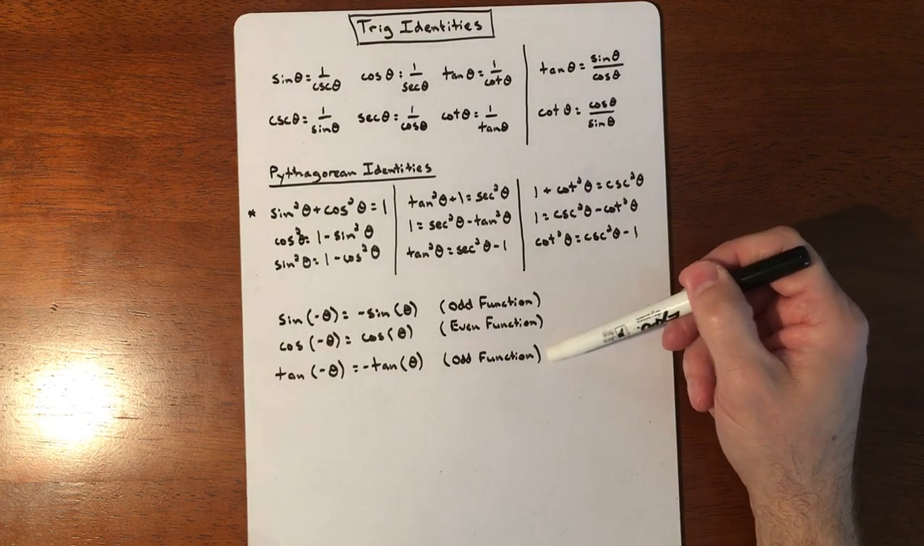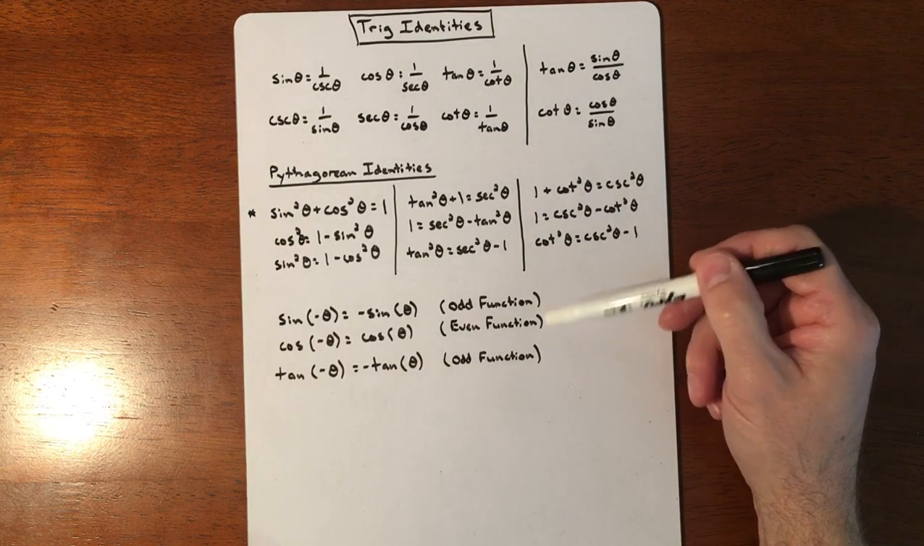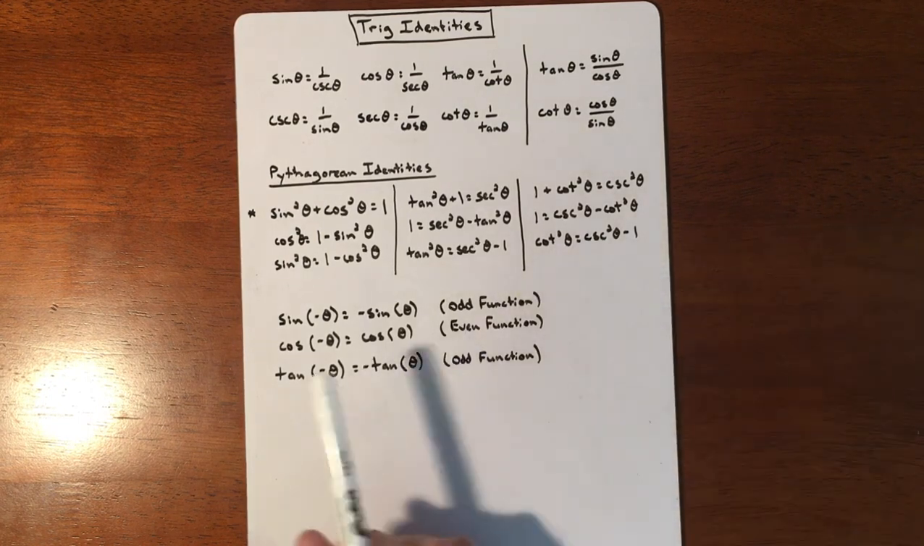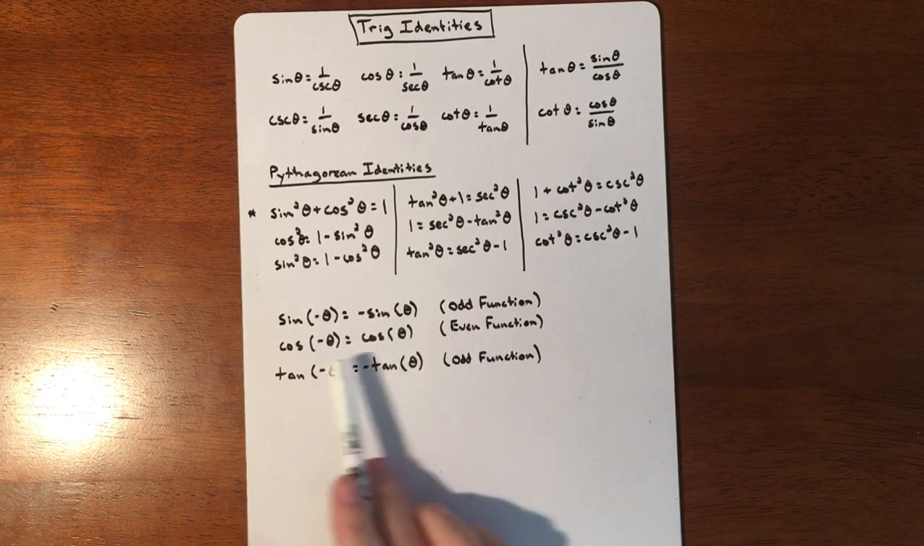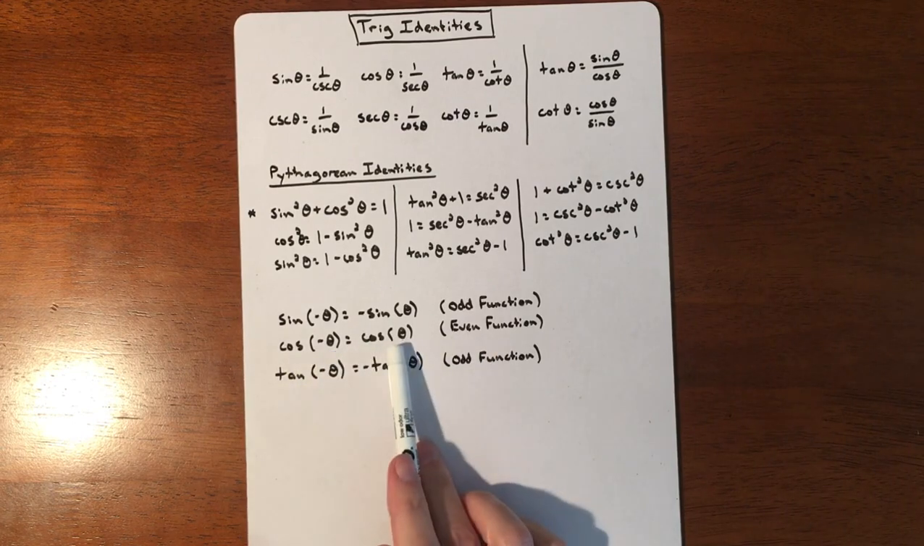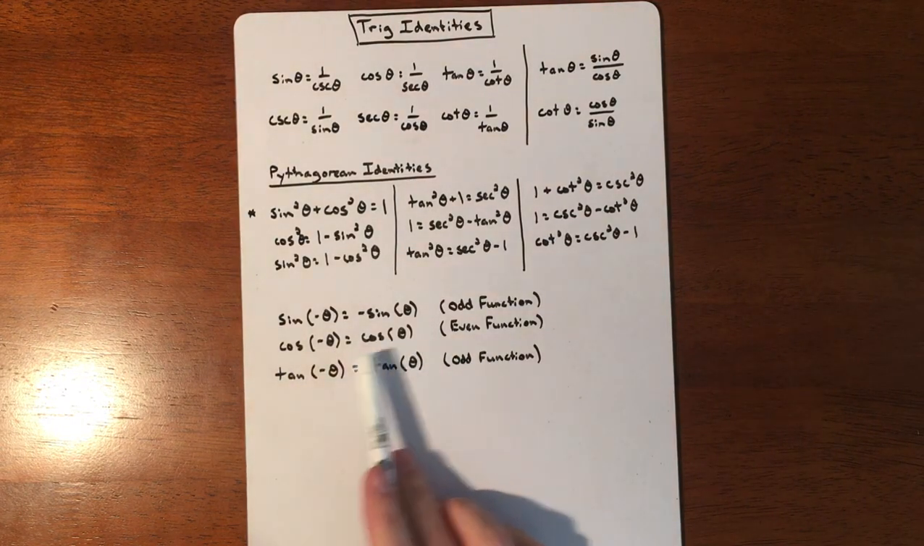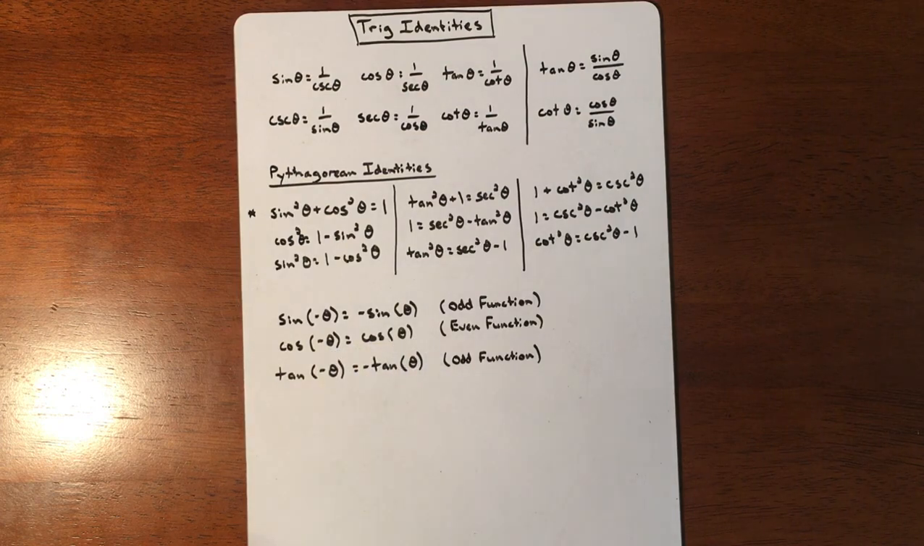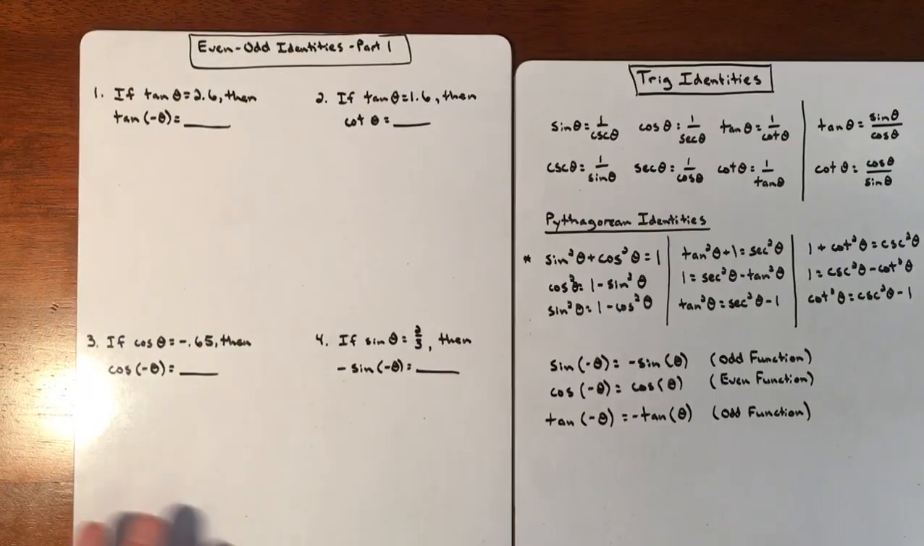And it has to do with the fact that they're odd functions, which in the next video we'll talk about in a little bit more detail. And then cosine is an even function, so if you have a negative angle, it's no different than having a positive angle. So cosine of negative 30 degrees is the same thing as cosine of positive 30 degrees. So we're going to use these to help us figure out this.